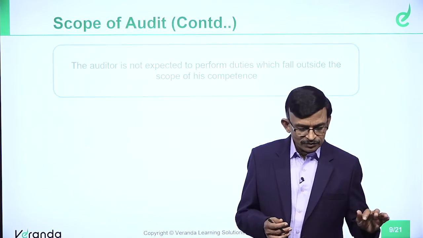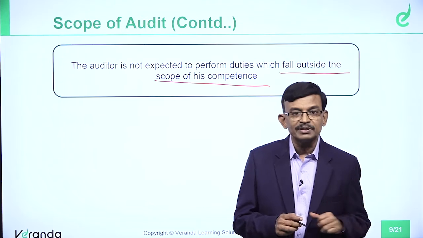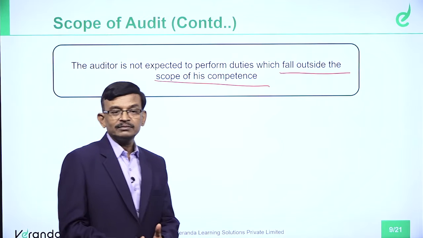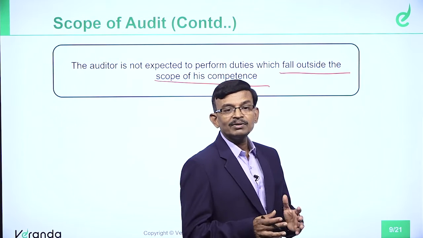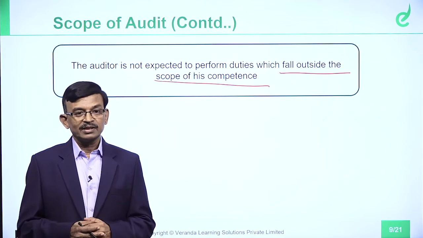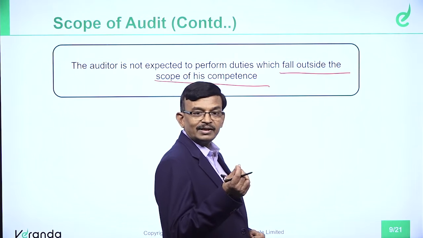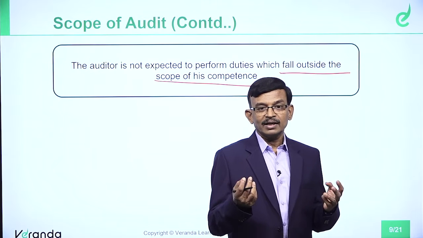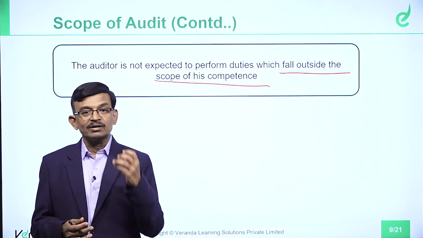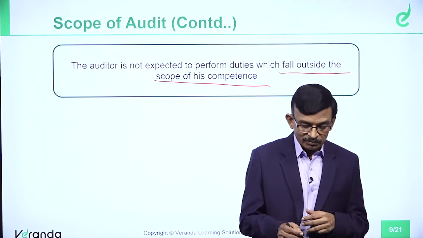Now, let us continue with the scope of audit. The auditor is not expected to perform duties which fall outside the scope of his competence. For example, if one of the items in the financial statement is inventory of gold or diamonds, do I have the competence to value it? It requires special knowledge. Whether it is really a diamond or a glass piece, I do not know. As long as it glitters, I think that is a diamond. So a technical capability may be required, and I am not expected to perform duties outside my competence.